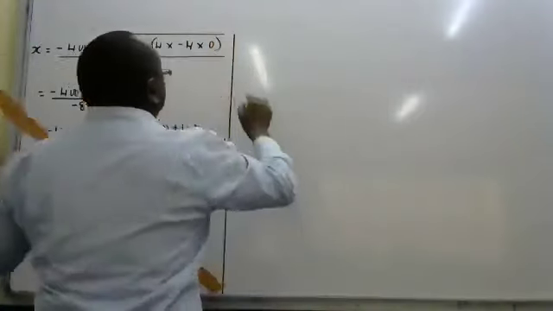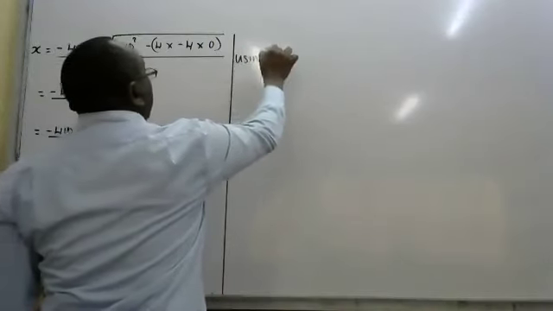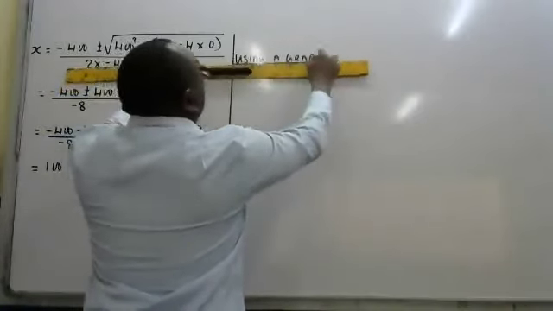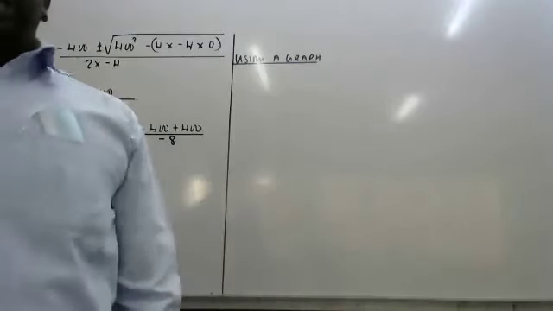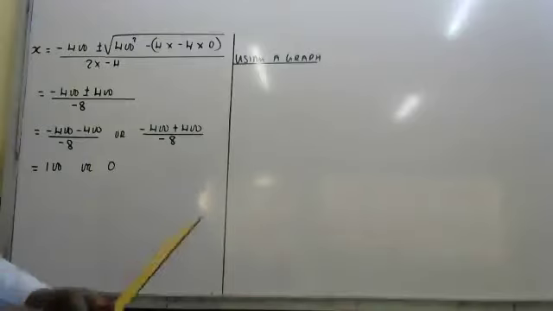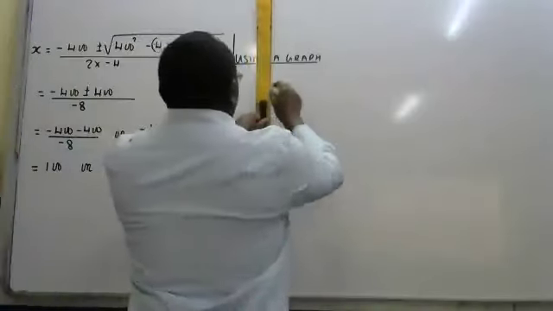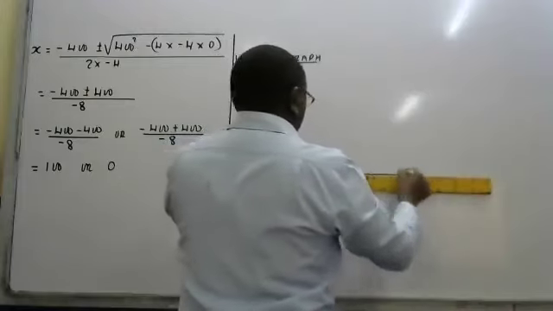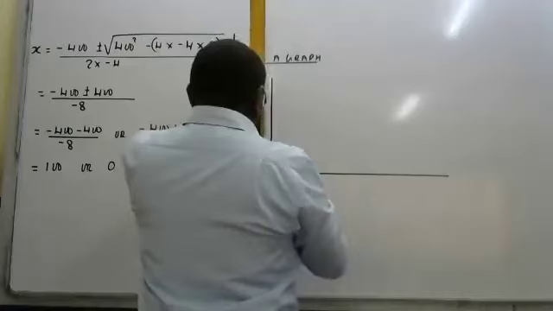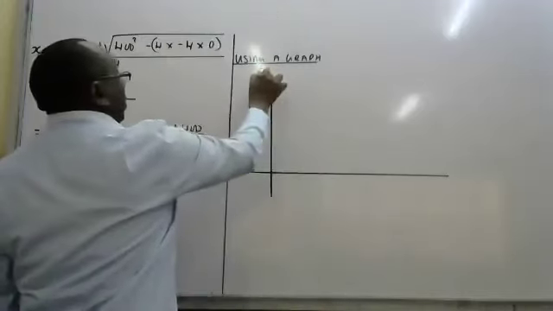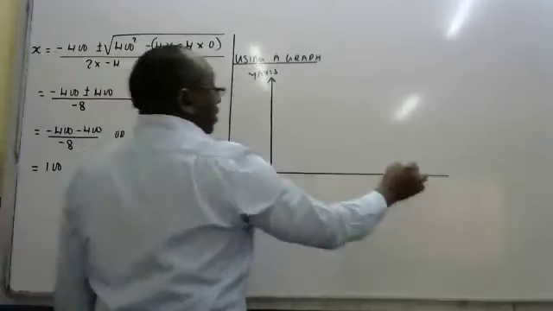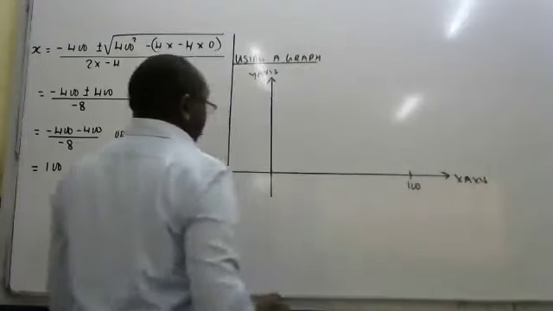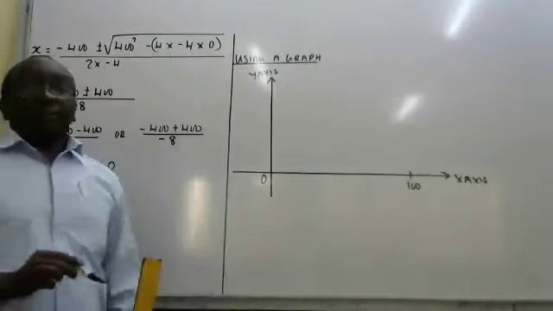Now, if you are to use a graph, we are not going to plot these values. It will take a lot of our time, but I just want to illustrate how it will look like. It will be like this. This is the y-axis. This is the x-axis. Somewhere here we have 100. And this is 0. Just a sketch.